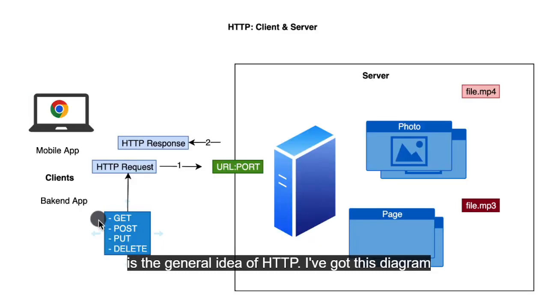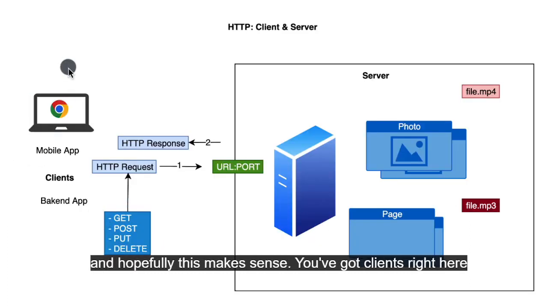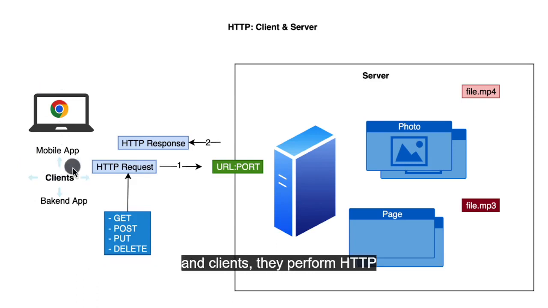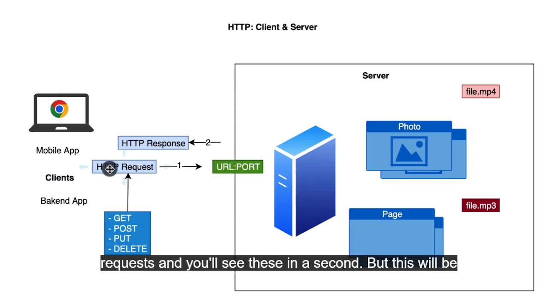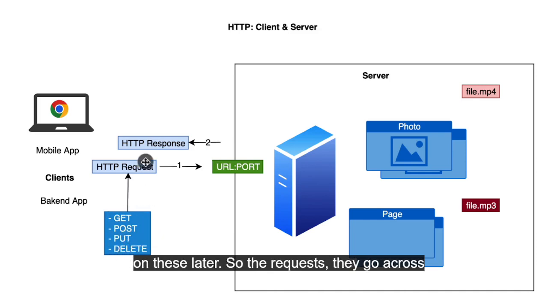I've got this diagram and hopefully this makes sense. You've got clients right here, and clients perform HTTP requests, and you'll see these in a second, but these will be one of the following: GET, POST, PUT, and DELETE. More on these later. So the requests go across the internet to a server.